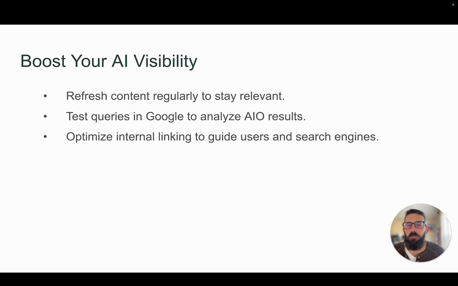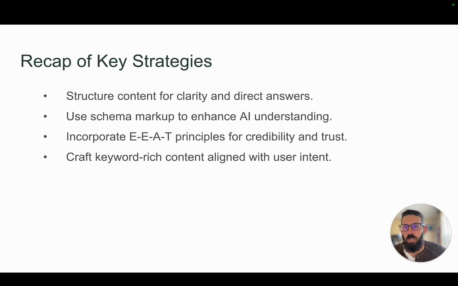Test queries in Google to analyze what's getting an AI overview, and then look at what they are answering, what sites are being referenced, and how your content aligns with and compares to that, and then make adjustments based off of what you're finding. That's probably the number one thing you should be doing. And then optimize internal linking to guide users and search engines. Have good content clusters, a core pillar foundational page, and supporting blog posts that link back to that. That's another good traditional SEO practice, but it's going to be helpful here as well.